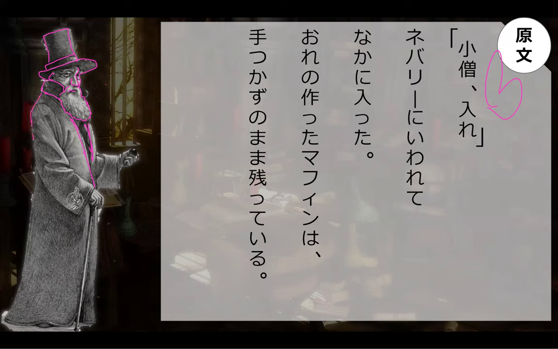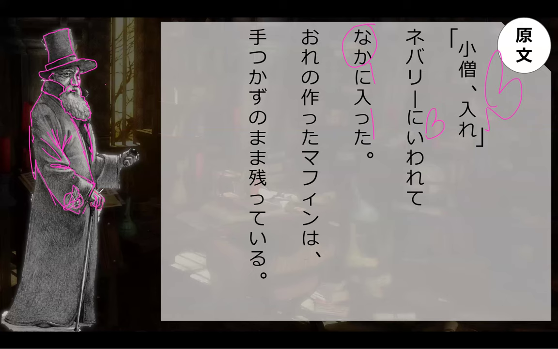Neburi says to me, or I receive those commands from Neburi. Naka ni here is like Aida, right? While I was going in. That's a good guess, but naka never means Aida. Naka means inside, as in inside of the room. So I enter, I go inside. Being told that, I go inside the room. Oh, you're right. Iwarete, to be told.